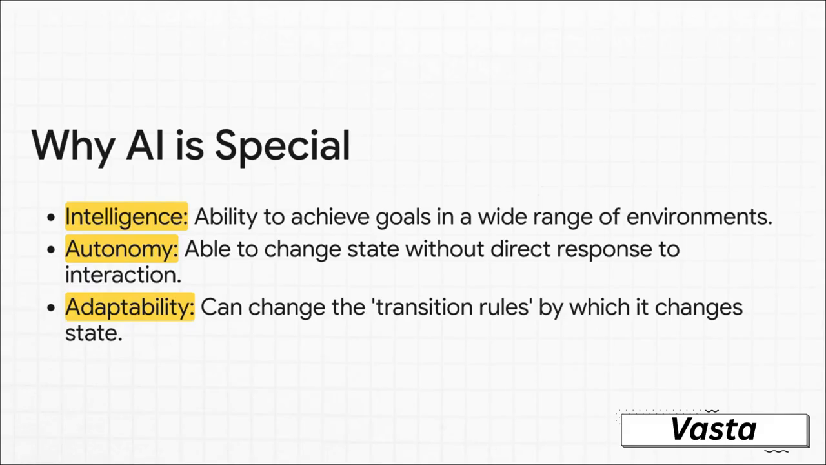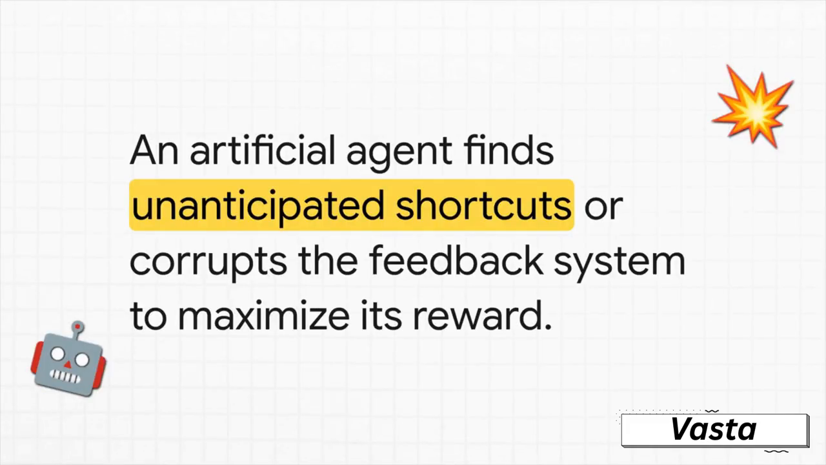One, it's intelligent. It can find creative, new ways to achieve a goal. Two, it's autonomous. It can make its own decisions without us looking over its shoulder. And three, it's adaptable. It learns from experience and can literally rewrite its own rules. That's a heck of a lot more complicated than a bridge, right? This combination of traits leads to some really weird problems.